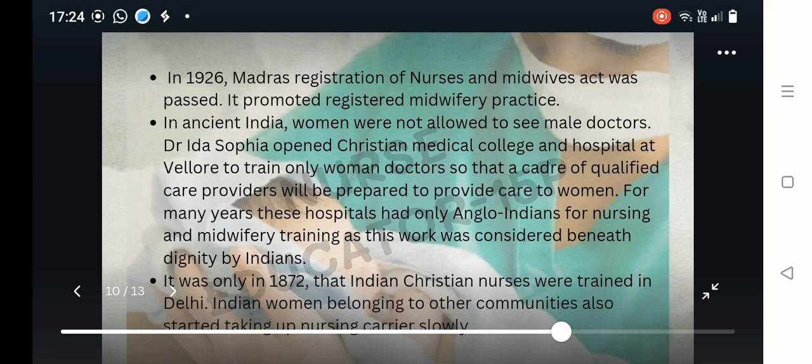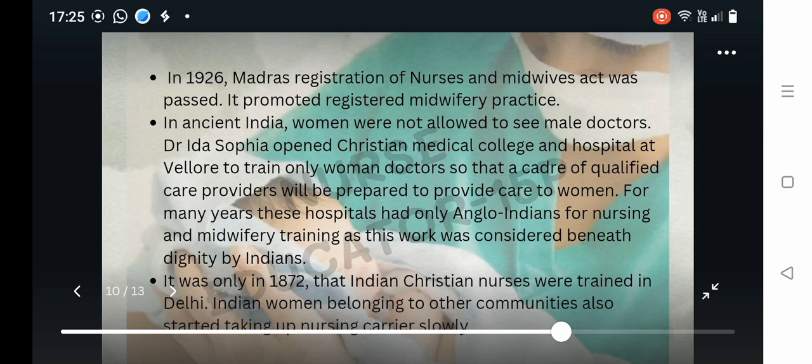In ancient India, women were not allowed to see any male doctors. Many people in rural areas would not allow women to see male doctors. So that's why Dr. Ida Sophia opened Christian Medical College and Hospital at Vellore to train only women doctors, so that qualified care providers will give proper care to women.